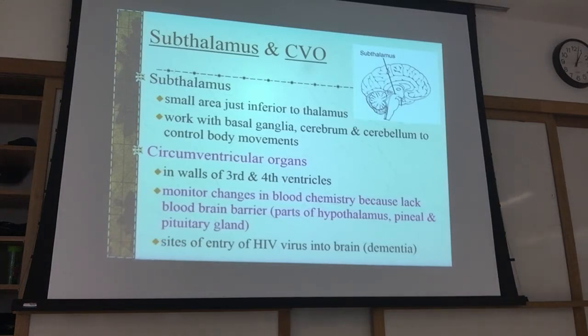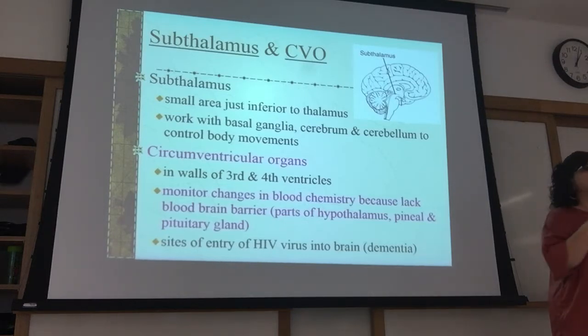And everyone has them? Like everyone? Yes, everyone has circumventricular organs. The hypothalamus, pituitary, and pineal, all of those three really don't have a BBB. That's true for everybody.